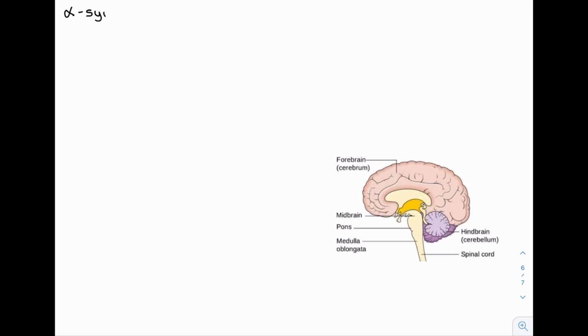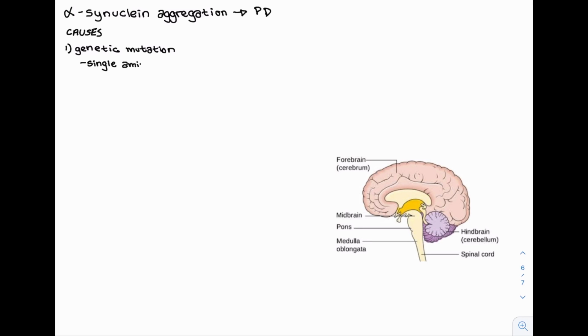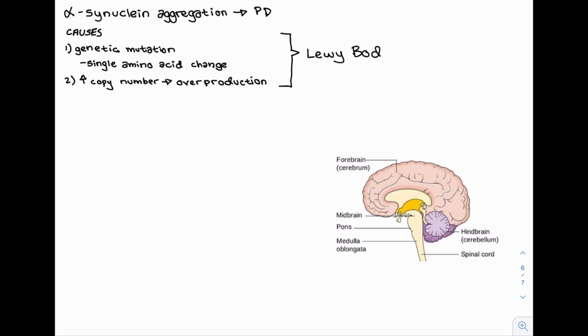So we've established that alpha-synuclein aggregation has an association with Parkinson's disease, but what exactly can cause this aggregation? We know that one option is a genetic mutation, as we saw in the 1997 familial studies. Commonly, this is just a single amino acid change, and the misfolding it causes promotes aggregation. Additionally, researchers found that increasing the copy number of alpha-synuclein, and therefore inducing overproduction of the protein, can also cause Lewy body pathology typical of Parkinson's disease.